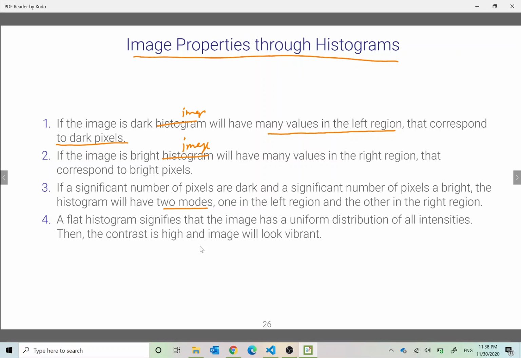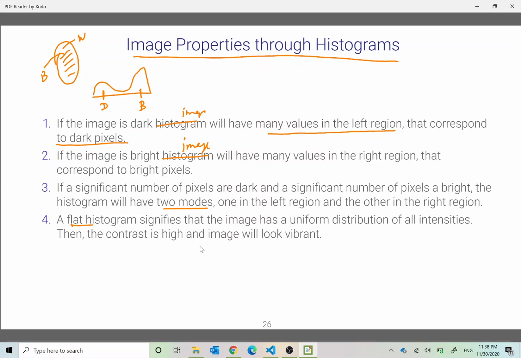For example, if we take a picture of a fingerprint mark, you can see this will be white and this will be black. So your histogram will have two modes like this, these corresponding to the dark pixels or black pixels, these corresponding to the bright pixels or white pixels.